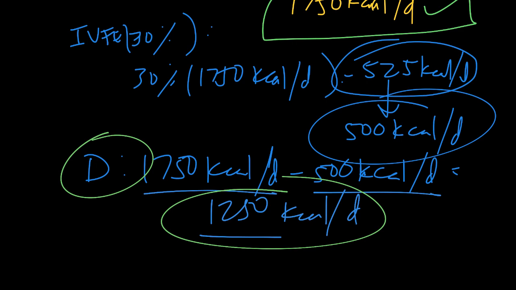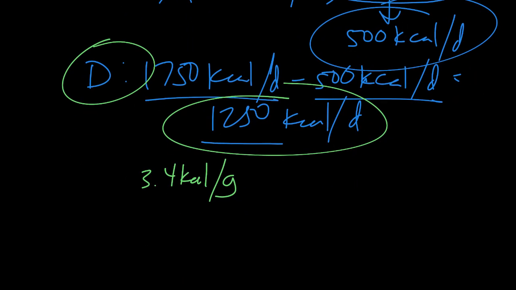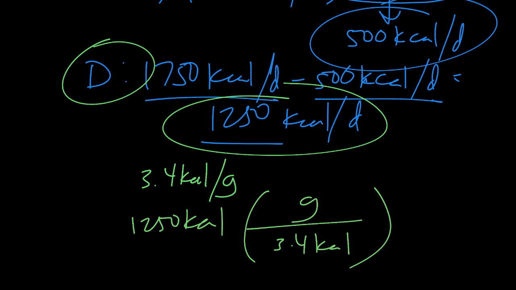How many grams is that? You know that each gram of dextrose provides 3.4 kcals per gram. So 1250 kcals divided by 3.4 kcals per gram, make sure units cancel, gives you 367 grams of dextrose.